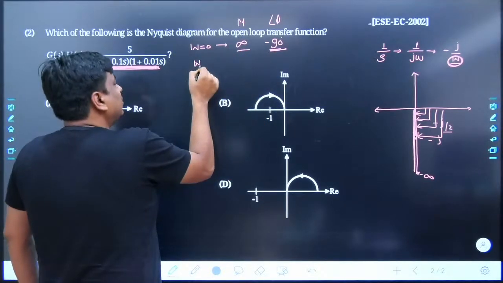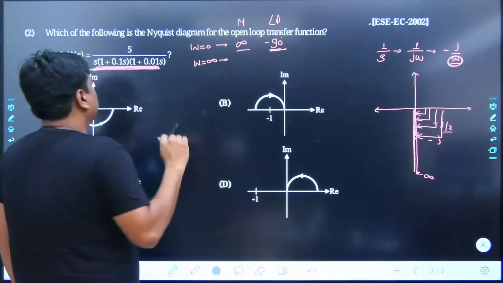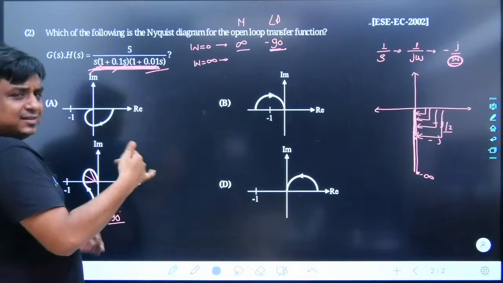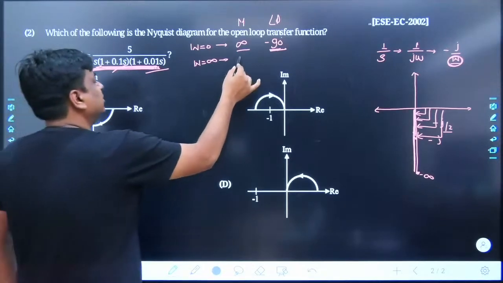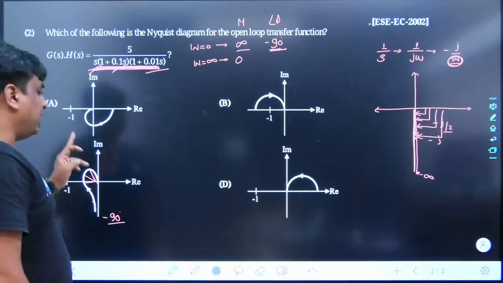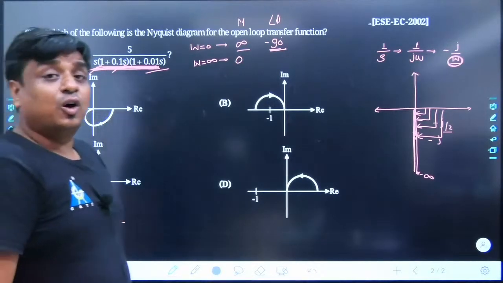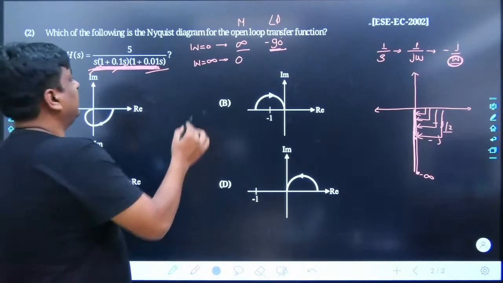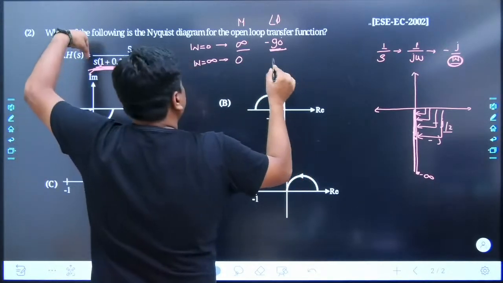infinity. And similarly at omega equals infinity, what would happen? Denominator would become infinity. And as the denominator becomes infinity, the magnitude is simply going to be 0. And what does 0 mean? That means the radial distance from the origin is almost null. But will you take the reference of which angle? Here the angle reference which has to be taken is how much?